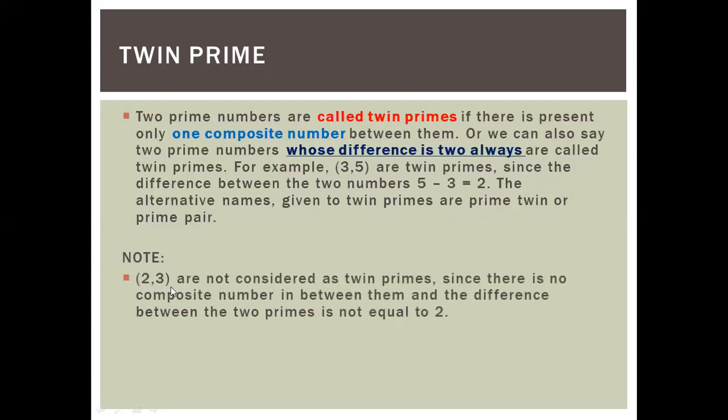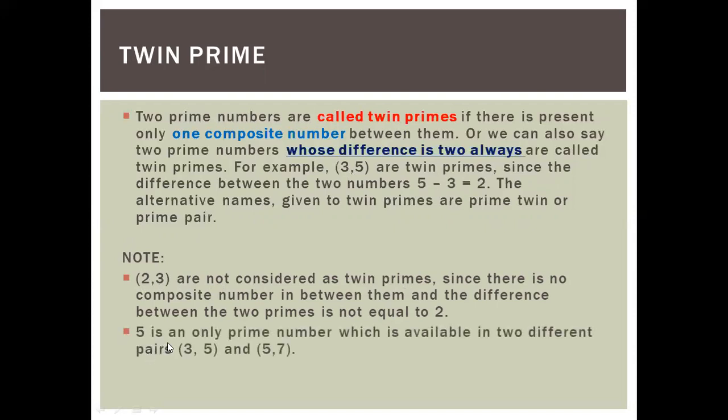Children, we have 2 and 3 as prime numbers, but they are not twin primes because the difference between these two prime numbers is not 2. So they are not twin primes. Children, 5 is the only prime number which is available in two different pairs, that is 3, 5 and 5, 7. We will look at many pairs, but this is the only case where we will see that 5 exists in both the sets, right?